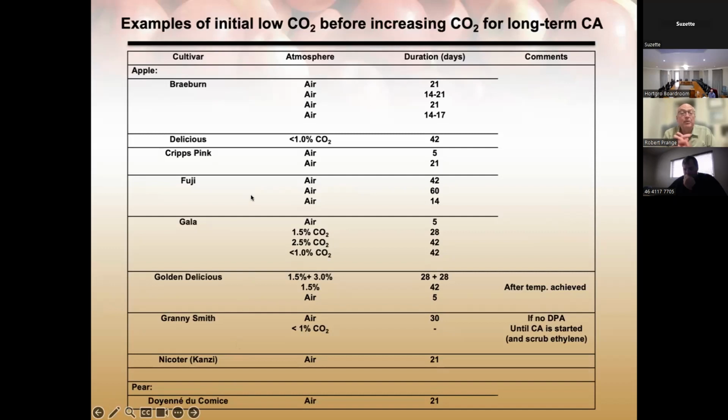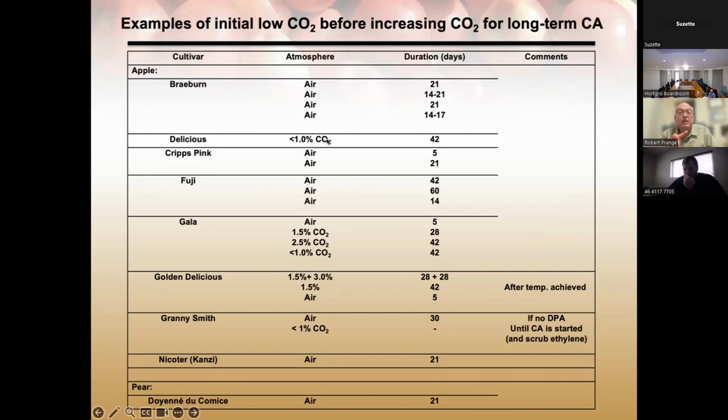These are examples in the database where certain industries have recommended delaying the application of CO2 or CA, in fact. Braeburn stands out. There are at least 4 examples there where they say don't even think of CA, keep them in air for different days depending on the recommendation I found in the literature. Notice the range of days here. It's roughly 14 to 21 days.